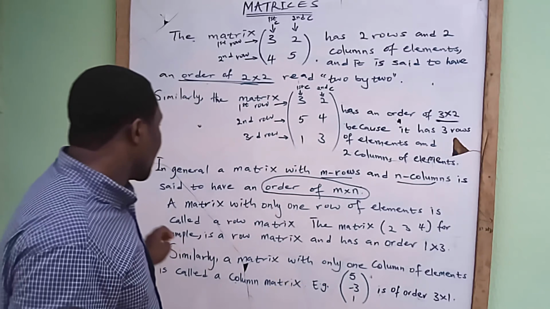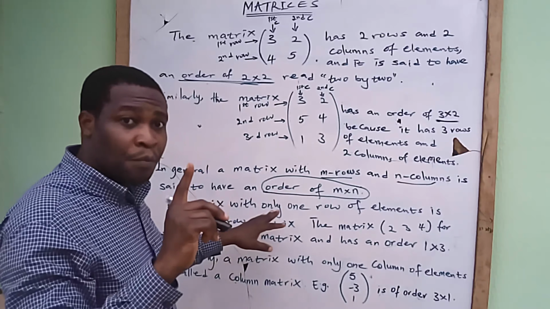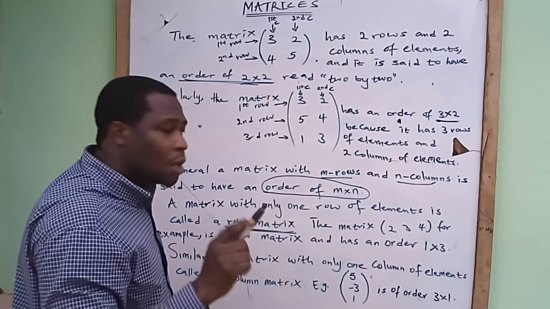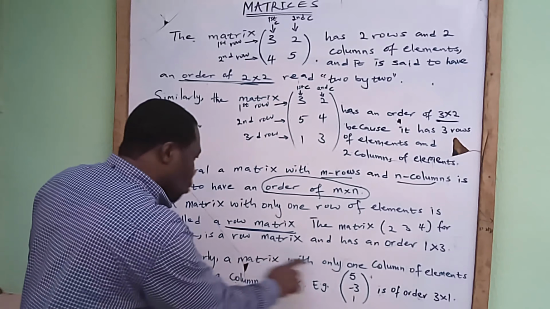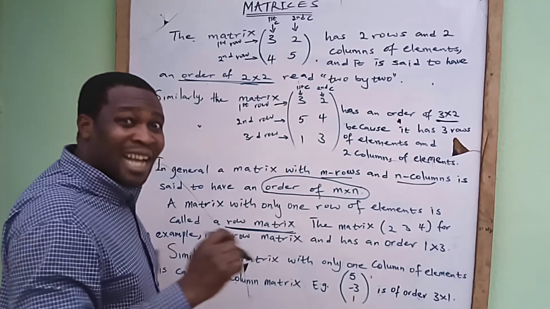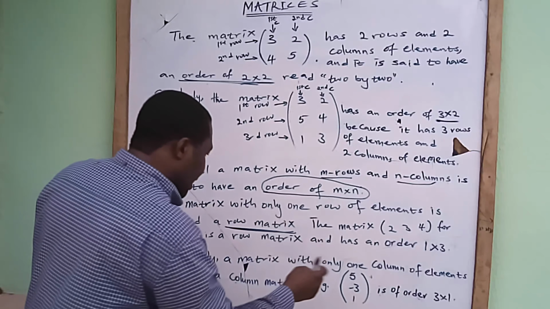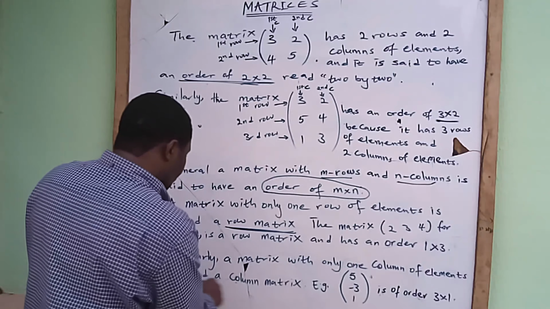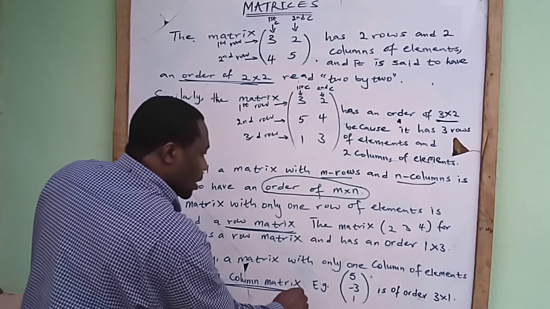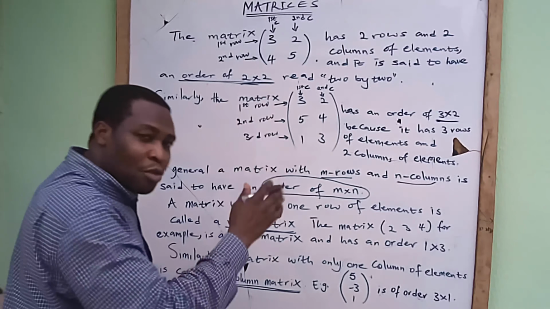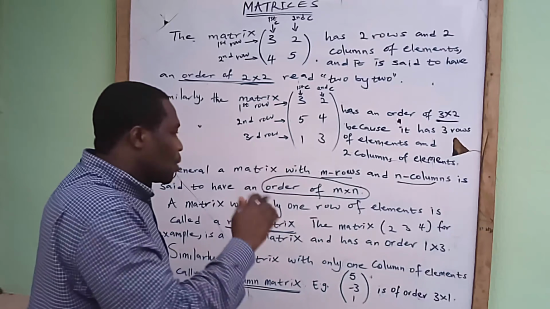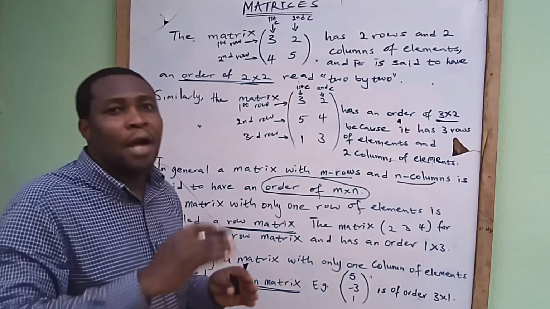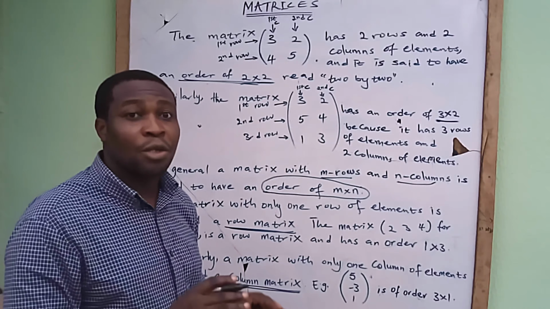Not only that, a matrix with only 1 row is called a row matrix, while a matrix that has only 1 column, we call it a column matrix. So the elements there are only in the column. If the elements are only in the row, that type of matrix is called a row matrix.